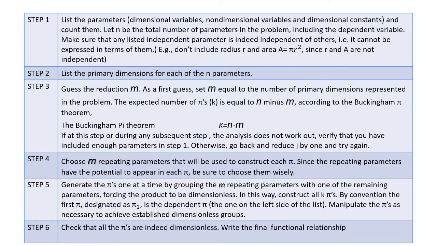Step 6 is to check that all pi's are indeed dimensionless, and write the final functional relationship. So basically here they have explained the procedure as to how to get the pi terms and the dimensionless terms.